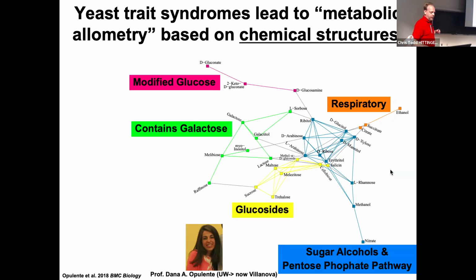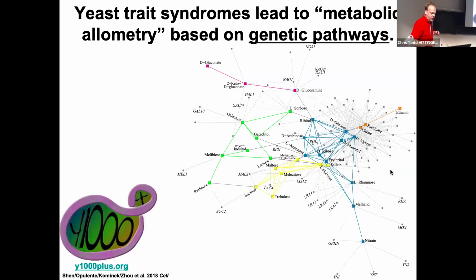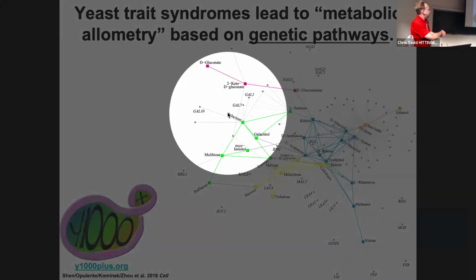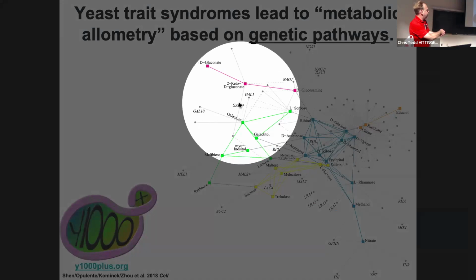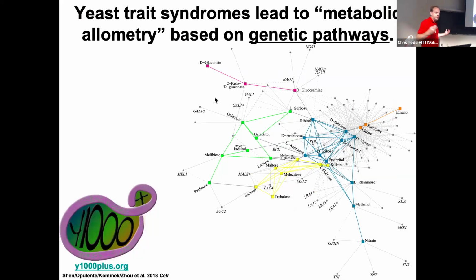So what happens when we actually add the genes? Well, we start to see that metabolic allometry makes a lot of sense. It starts to look like it's based on genetic pathways. I'm going to highlight here galactose metabolism, right there. This is a sugar that requires GAL1, 7, and 10. We see that there's a strong association between galactose metabolism and the presence of these genes.